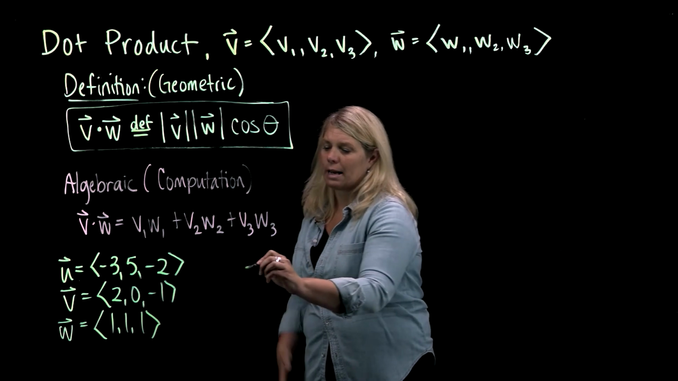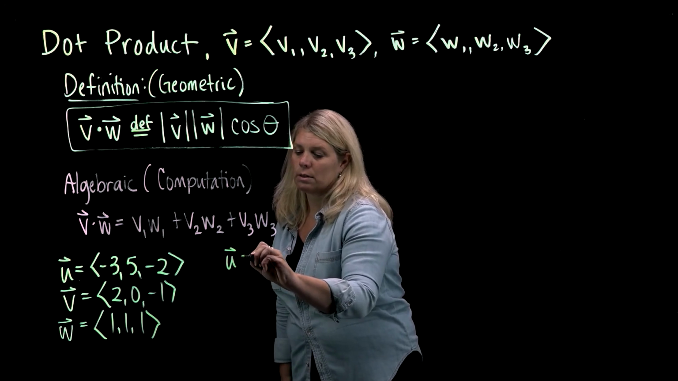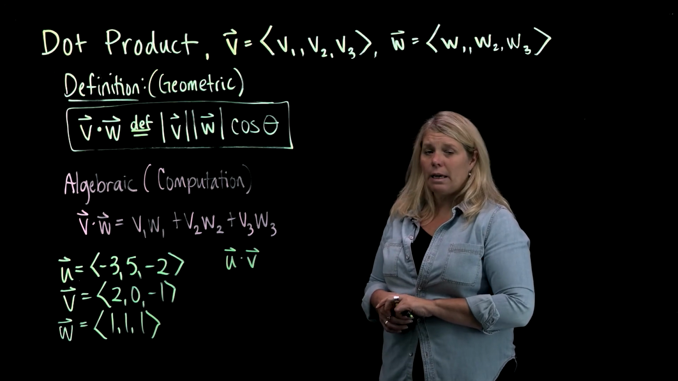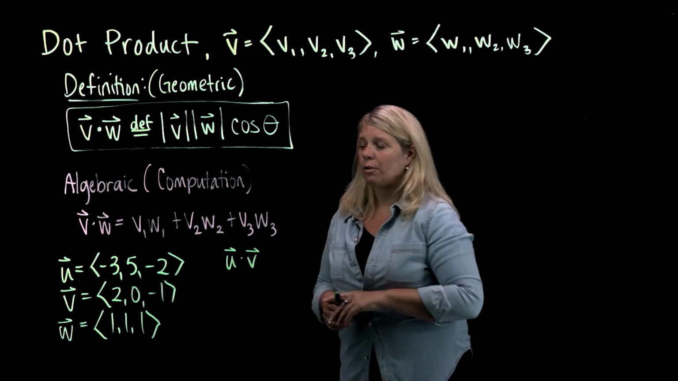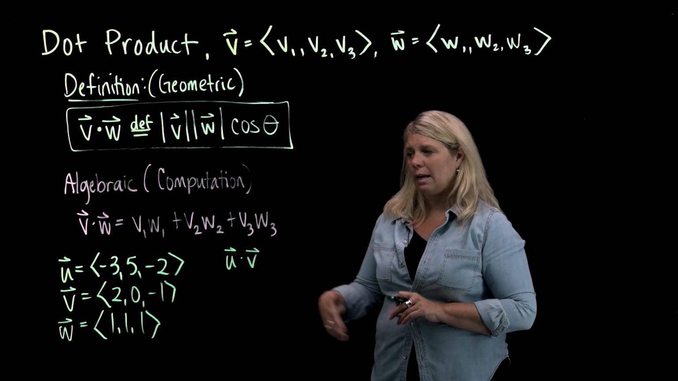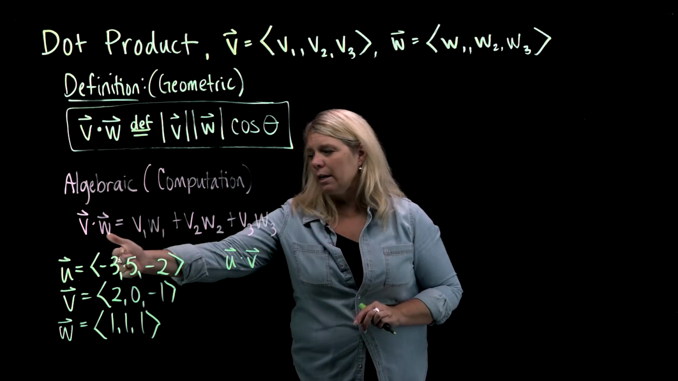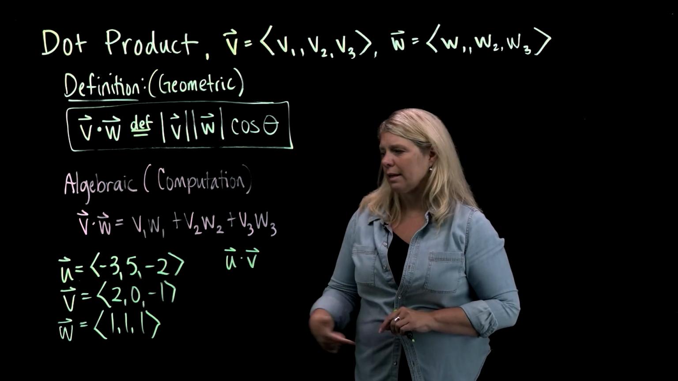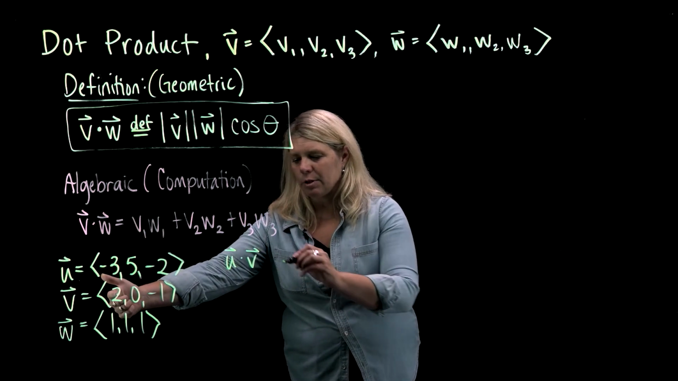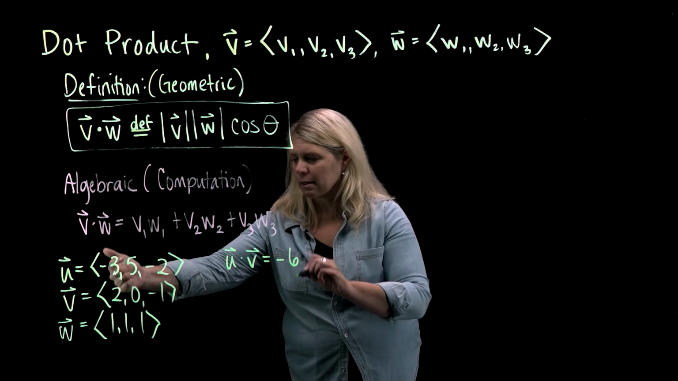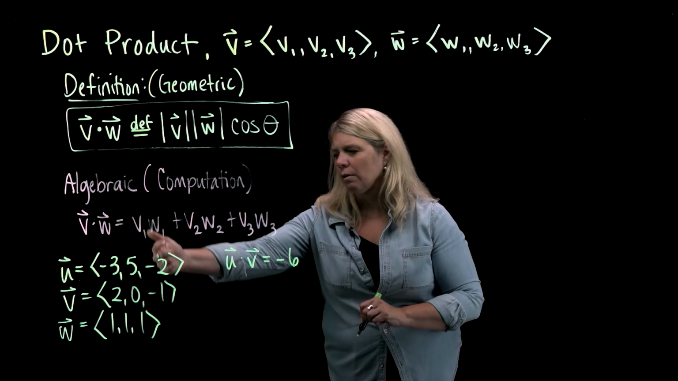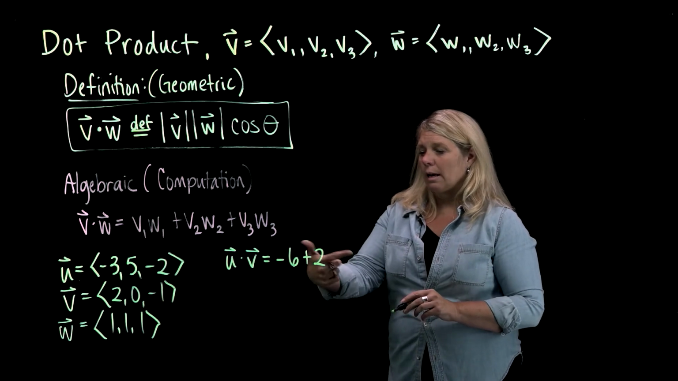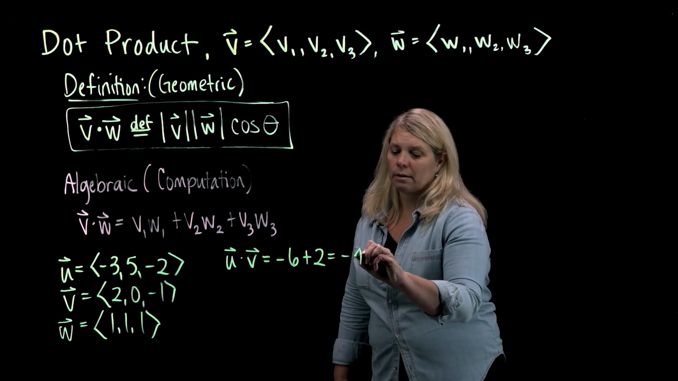So if we're going to calculate, say, u dot v, I can think about what the answer means for u dot v by thinking about the geometric interpretation of that. But when I do the calculating, I'm just going to do this, which is multiplying the corresponding components and then adding up all of those answers here. So -3 times 2, we'll get -6, plus 5 times 0 is 0, plus -2 times -1 is 2. So I'll get -4 for this dot product.